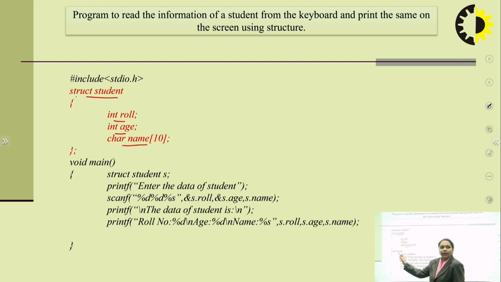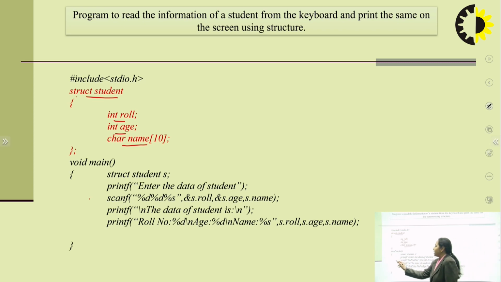Now within the main function, what do we have to do? We have to declare the variable of student. So struct student is nothing but the data type. s is the variable of type student. Now as in normal programming, we will simply ask the user to enter the input values in various fields. So printf enter the data of student.